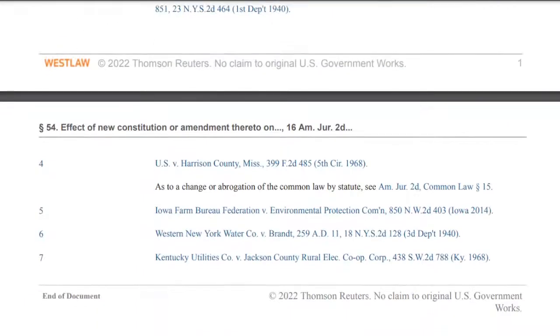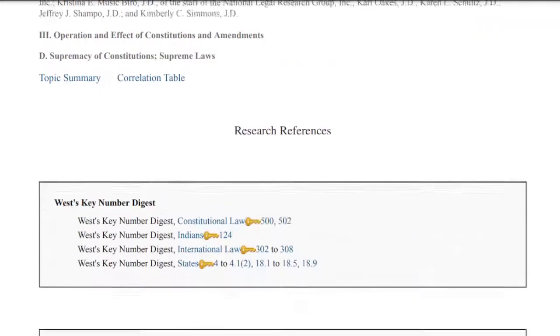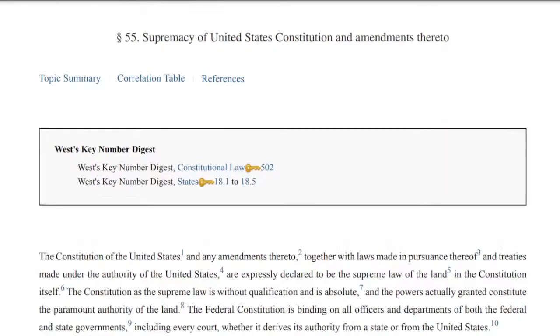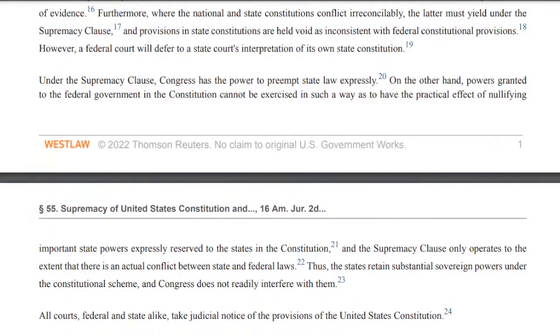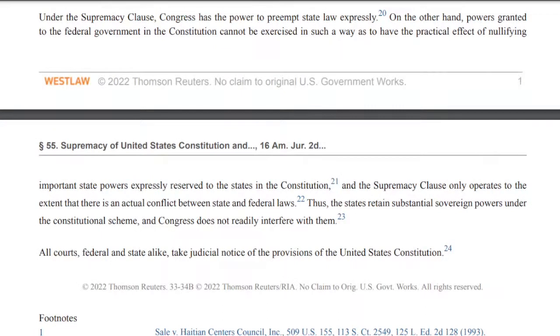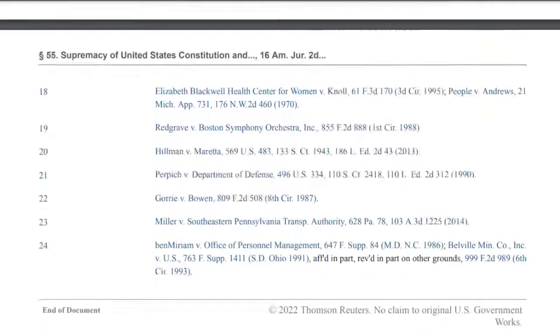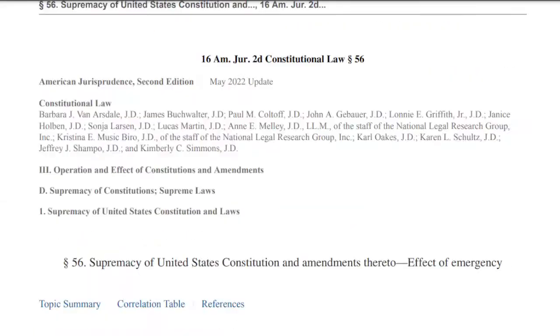So let's see this. 1968, Kentucky Utilities Company versus Jackson County Rural Electric Co-op Corporation. Kentucky, 1968. Interesting. All right, this is where we left off before. So I want to get back to that because that part there was the historical context. That's really going to aid us in the further of our studies here. And here we go.